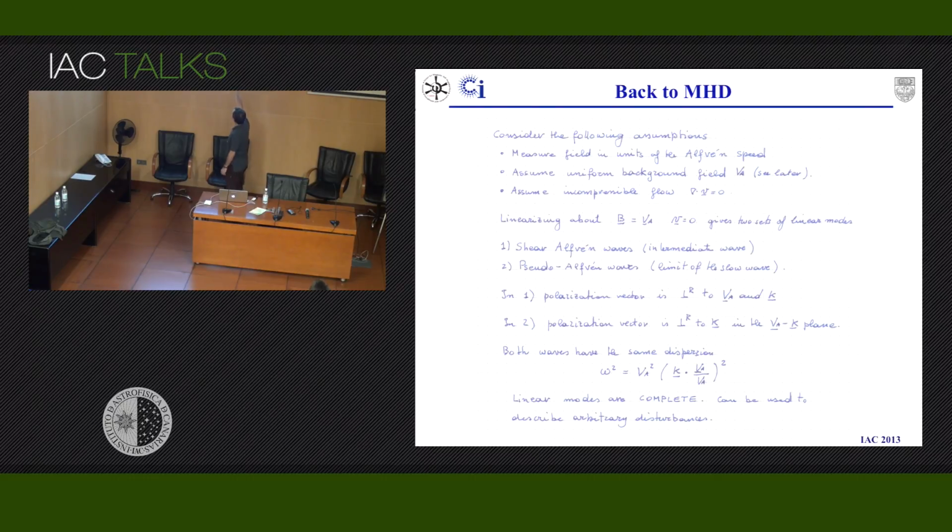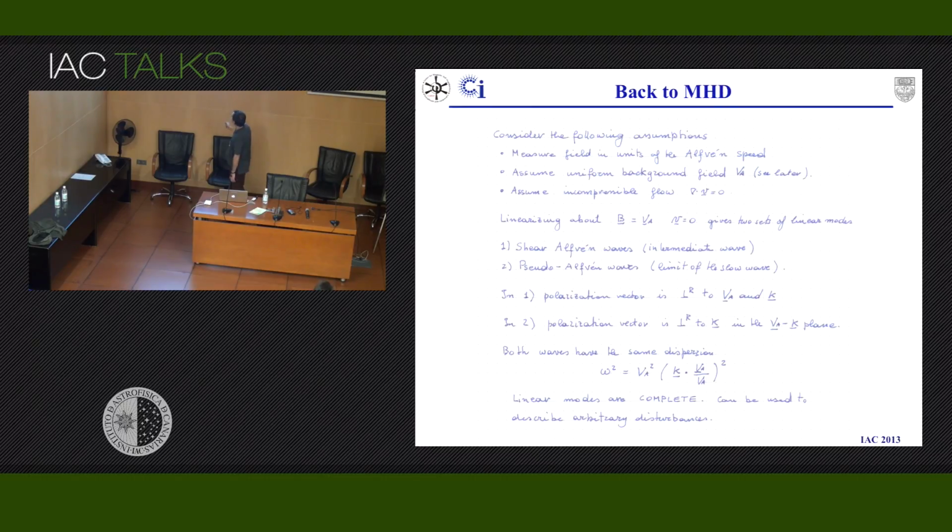I'm going to assume that there is a uniform background field of strength VA. And it's strong. So I've got this great big uniform field. For the hell of it, incompressible flow. And then if I linearize about this uniform field, set V equal to 0, in the incompressible case, I get two sets of modes that are called the shear Alfvén waves, which are the intermediate wave in a compressible fluid, and the pseudo Alfvén waves, which are the incompressible limit of the slow waves.